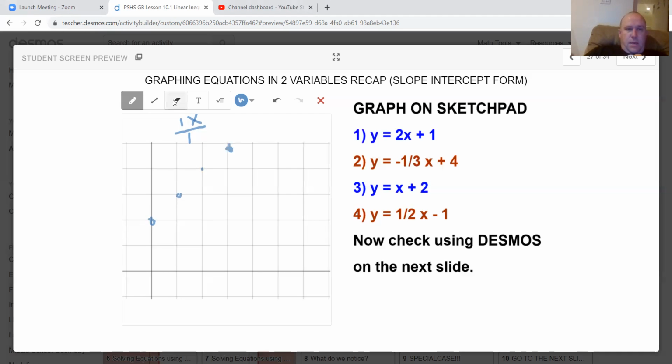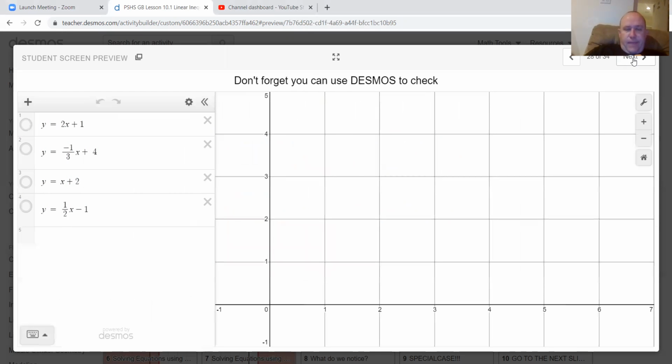And for the last one, 1/2 x minus 1. So I would start from negative 1, as that's the number without the x. I already have my fraction here, 1 over 2, so I rise 1, run 2, rise 1, run 2. And so on, and you can do that for each of the points until you've satisfied that you can see where the pattern is.